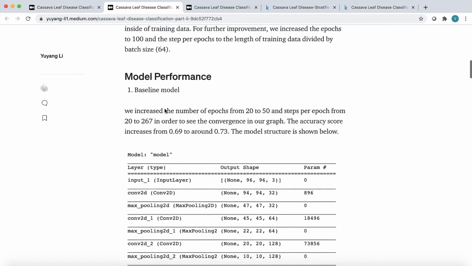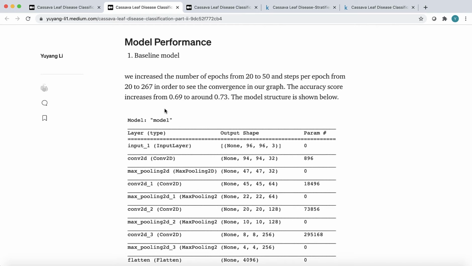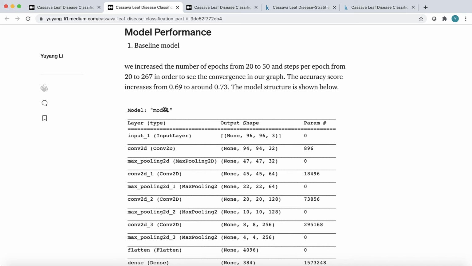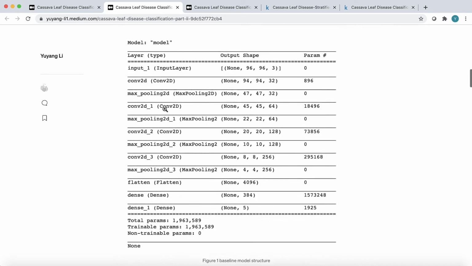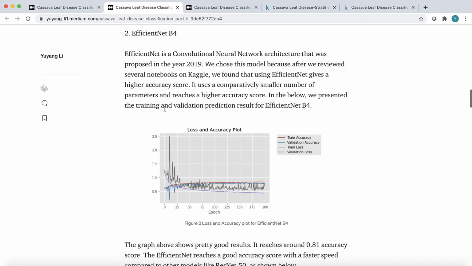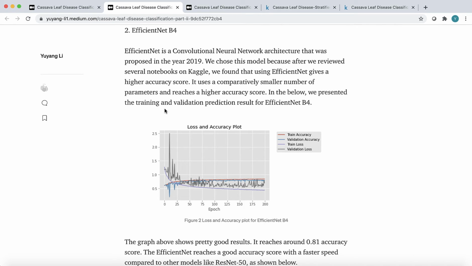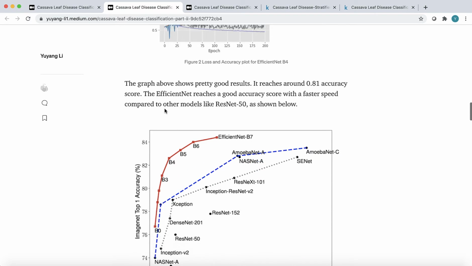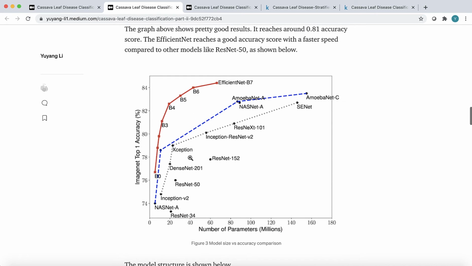So in this stage, we introduced 3 new models: ResNet, EfficientNet, and a self-designed model inspired by a combination of VGG and ResNet. EfficientNet is a very deep convolutional neural network architecture that was proposed in 2019. But we can see from this plot, it reached a very good accuracy score with a faster speed compared to other models like ResNet 50.